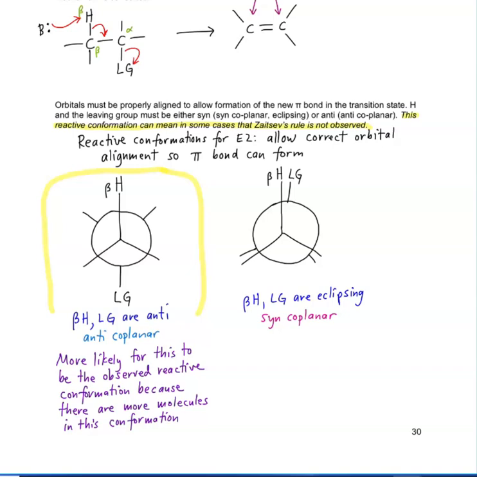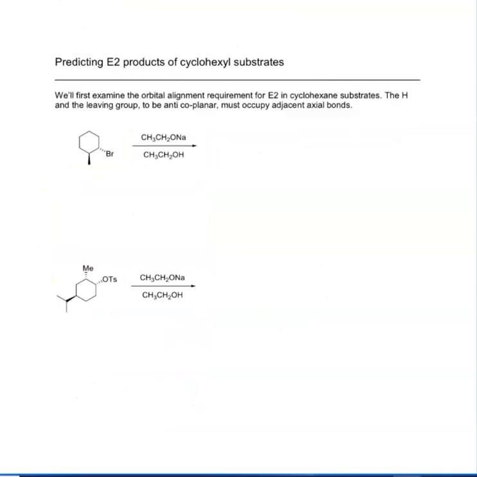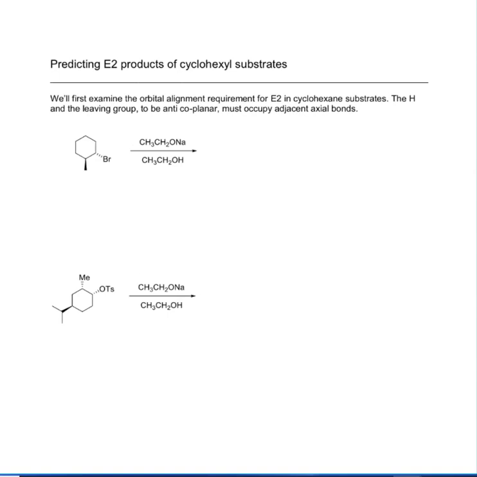Okay, so the reactive conformation is what we need to look for in order to correctly predict the product of an E2 reaction. Let's take a look at a couple of cases. We're going to start by looking at how you would predict E2 products when you have a cyclohexyl substrate, a substrate that involves a cyclohexane ring. The way you're going to do this is the following. First of all, let's look at this example here and see what we have going on.